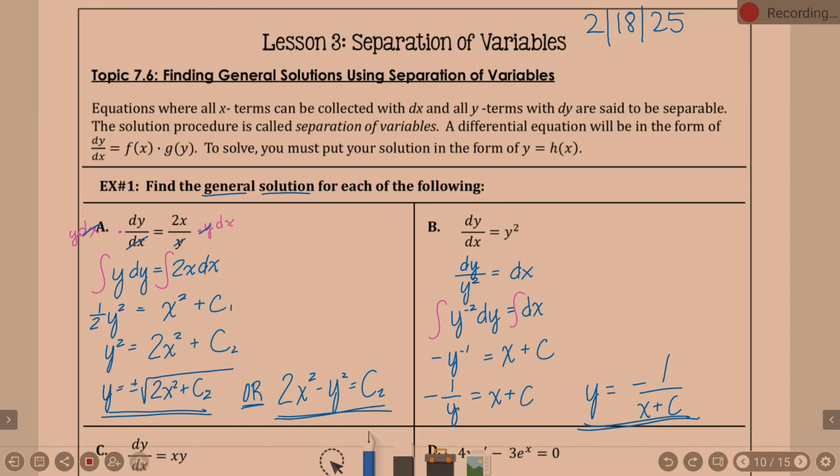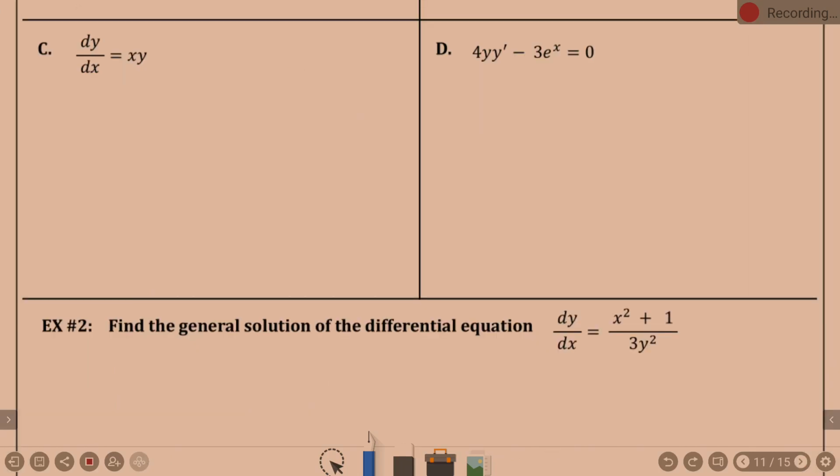Okay, ready for C? dy dx equals xy. Separate those x's and y's, and we're going to have what? dy over y equals x dx. I'm okay with that. You guys okay with that? Multiply the dx over to join the x. Divide the y back to have it under dy.